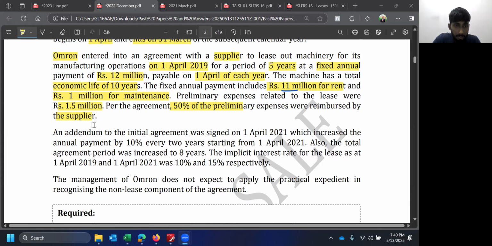Then an addendum to the initial agreement was signed. So if we are signing an addendum, that means this is what?